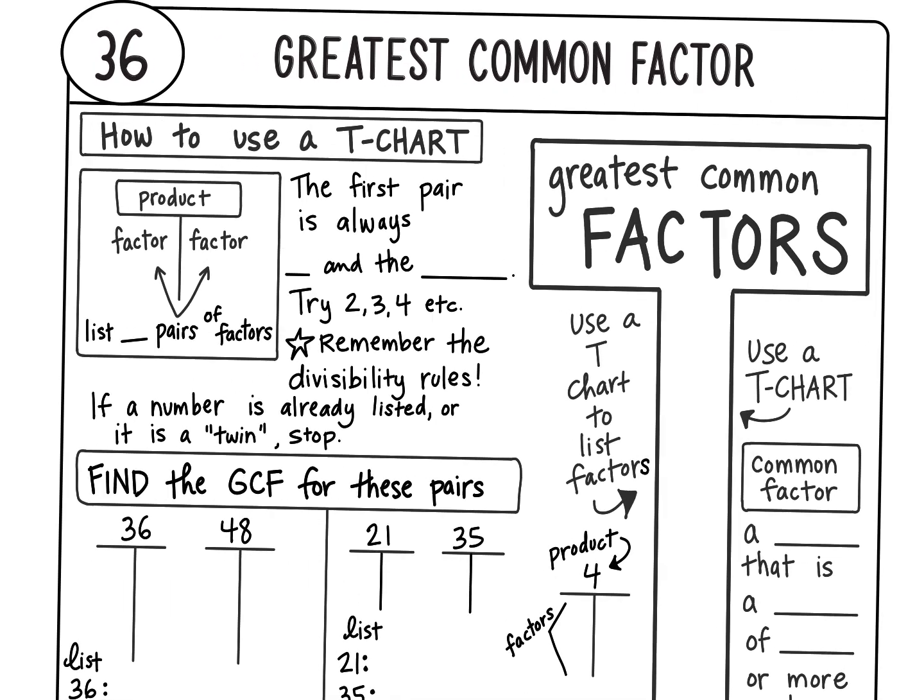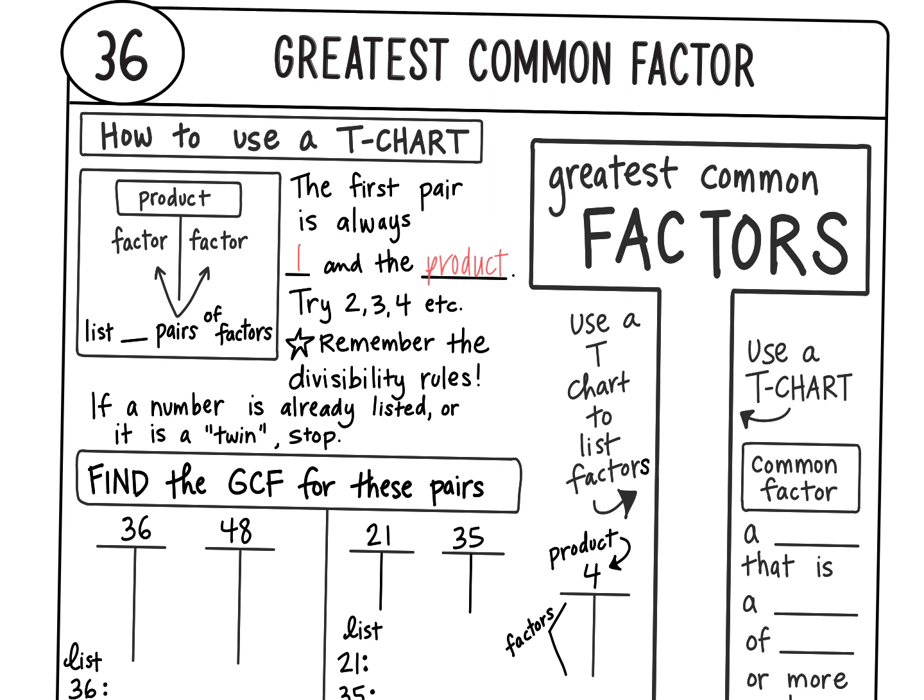This one should be on page, hopefully, 18, I think. It says the first pair is always going to be 1 and the product. So you're always going to start with the factor pair that is 1 and the product itself. Then you can try other numbers. Remember your divisibility rules. We talked about those several weeks ago. You have the notes in there that you can refer back to if you forgot them.